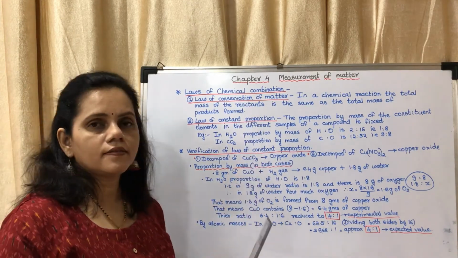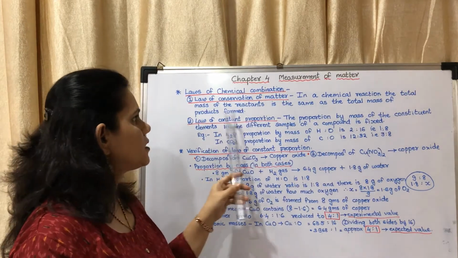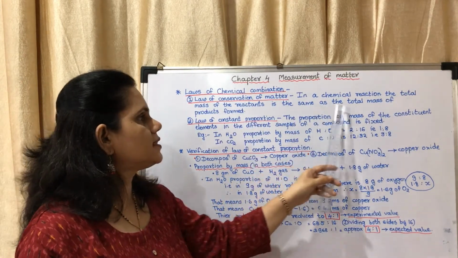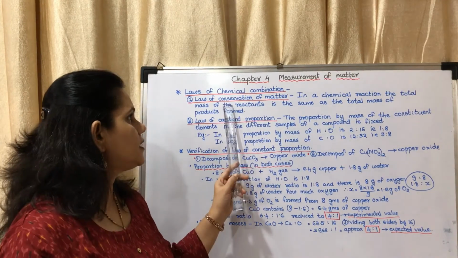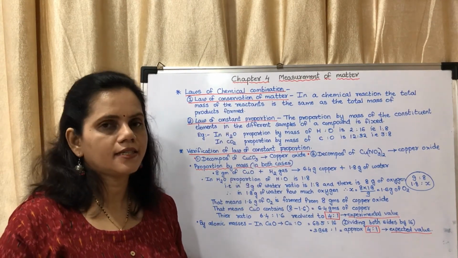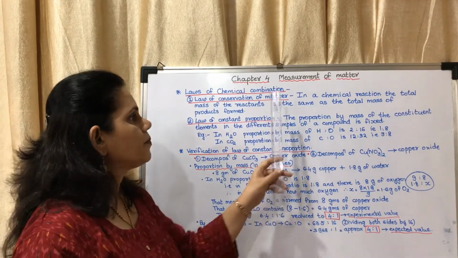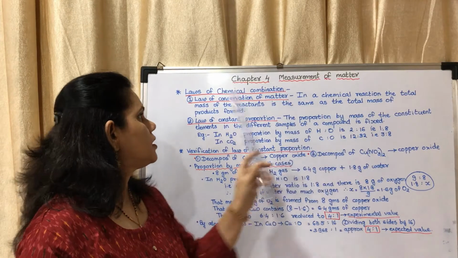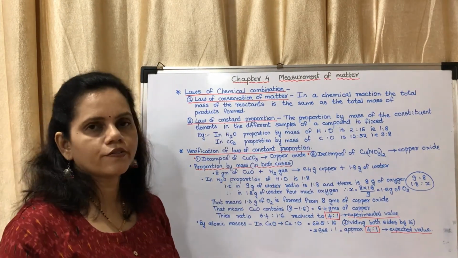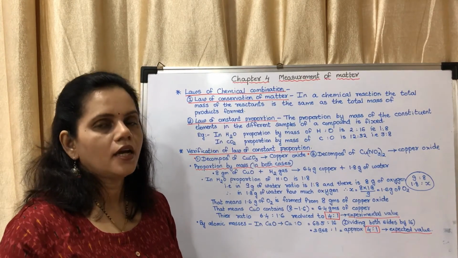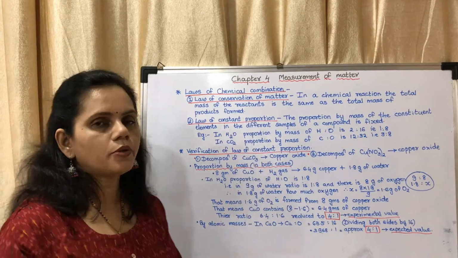What is law of conservation of matter? In a chemical reaction, the total mass of the reactants is the same as the total mass of the products formed. This law is very important. It is very frequently asked. So what is law of conservation of matter? In a chemical reaction, the total mass of the reactants is the same as the total mass of the products formed. Now the next law, that is law of constant proportion.